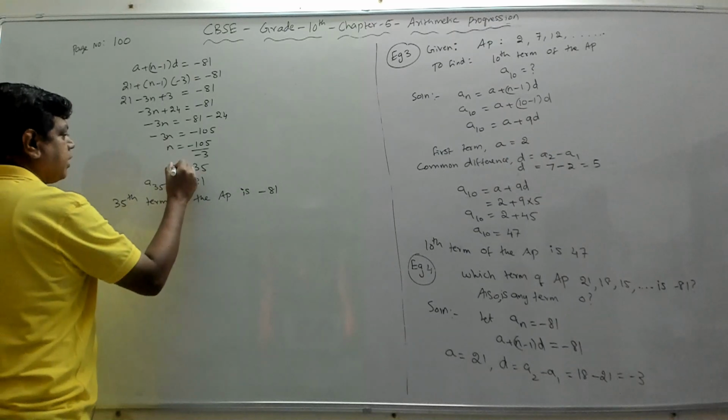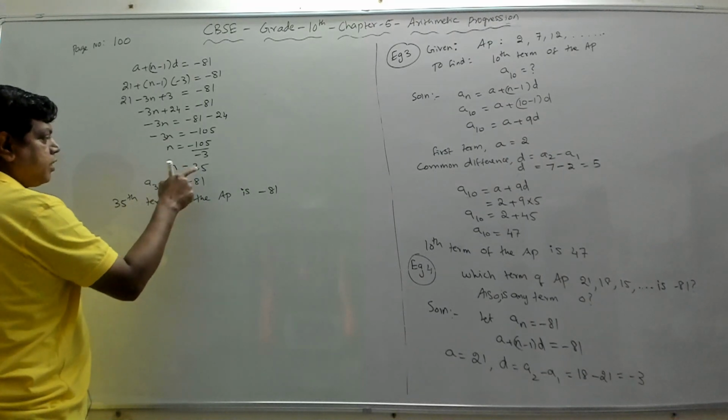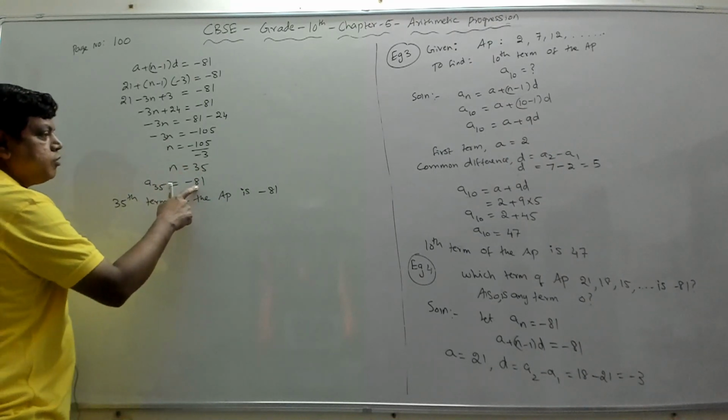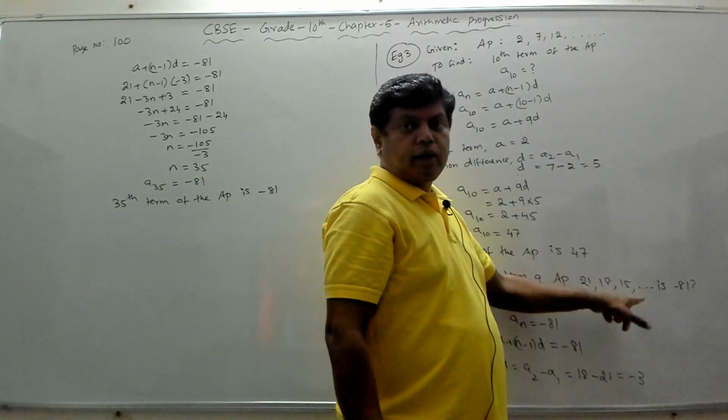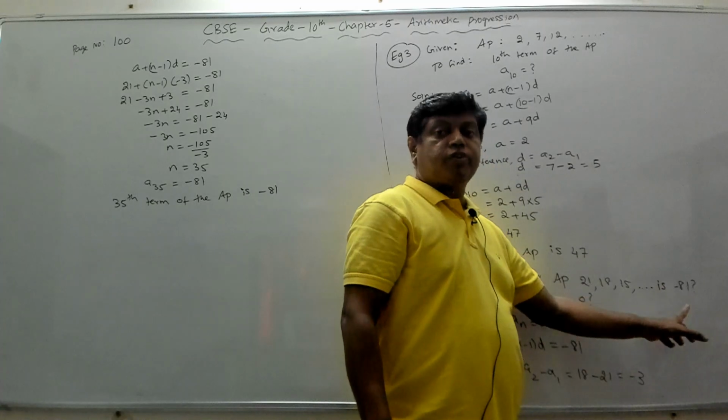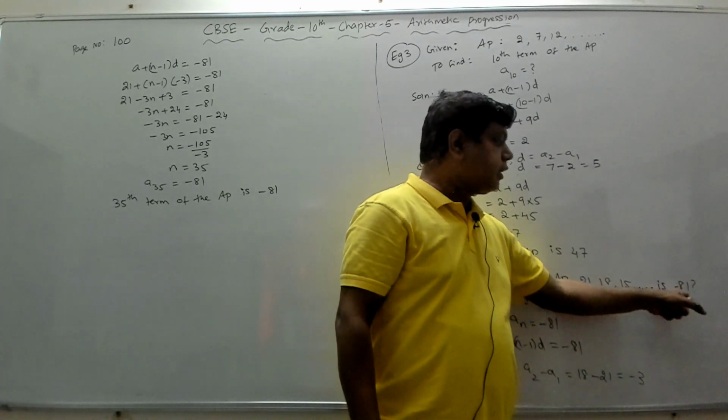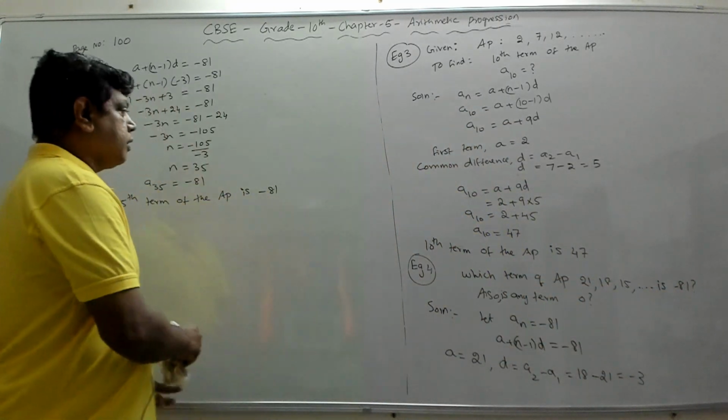Because n is 35, the 35th term will give you minus 81. So if you write it, this is first term, second term, third term, like that. If you keep on writing till the 35th term, the 35th term will become minus 81. You will get minus 81 there.